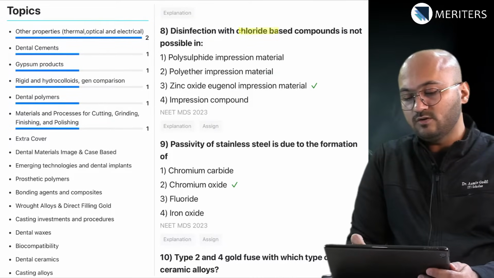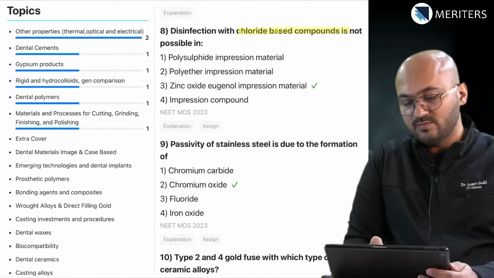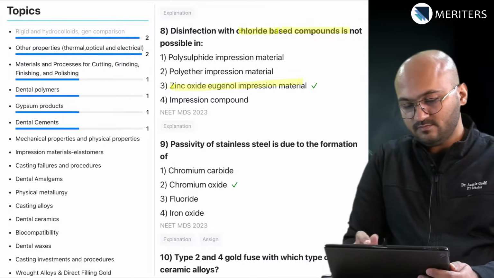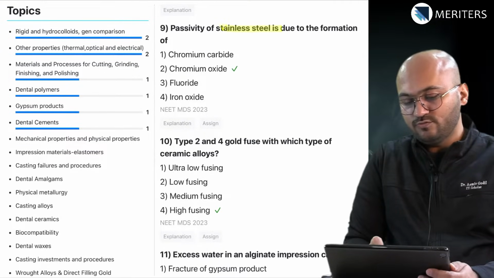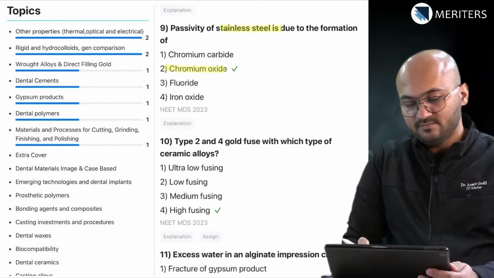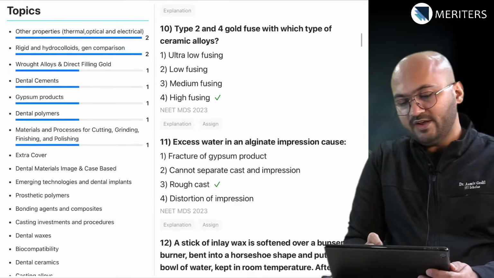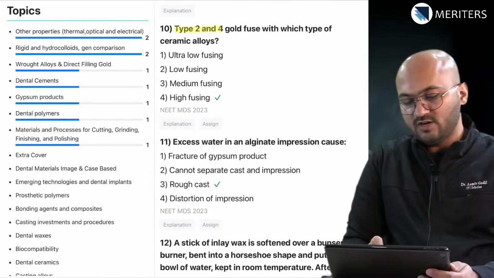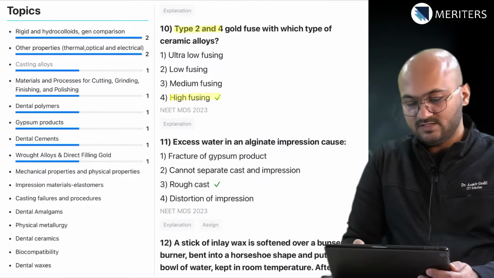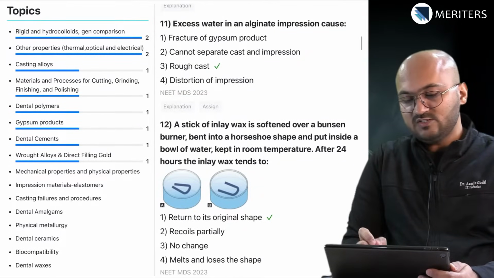Disinfection with chloride-based compounds is not possible in ZOE. The passivity of stainless steel is due to formation of chromium oxide. Type 2 and type 4 gold alloys fuse with which type of ceramic alloys? High fusing ceramics. Excess water in alginate impression causes rough cast.